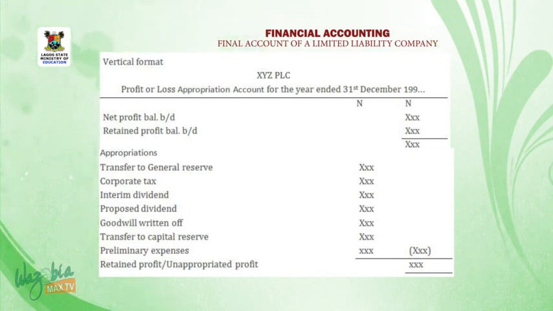We'll get our subtotal. We'll now less the following appropriation items: general reserve, corporate tax, interim dividend, proposed dividend, preliminary expenses, capital reserves. All these are added together and deducted from the subtotal that we have gotten. And that subtotal is the net profit and the retained profit of last year that has been added together. You now less all the appropriation items from it. Then the final result becomes the retained profit or unappropriated profit for the year.